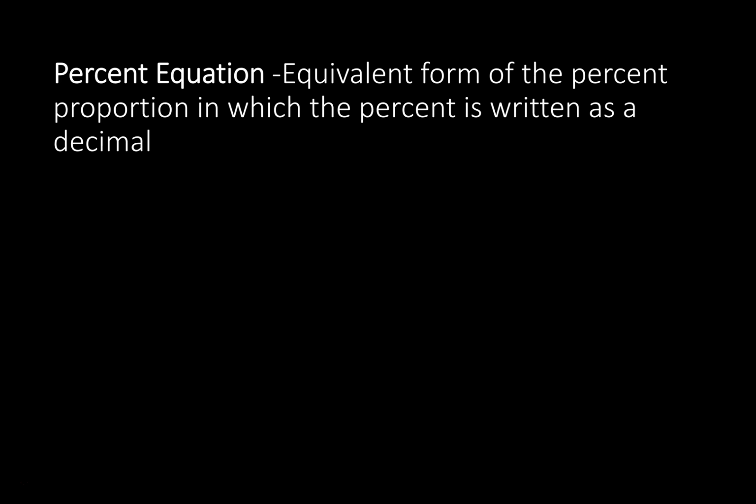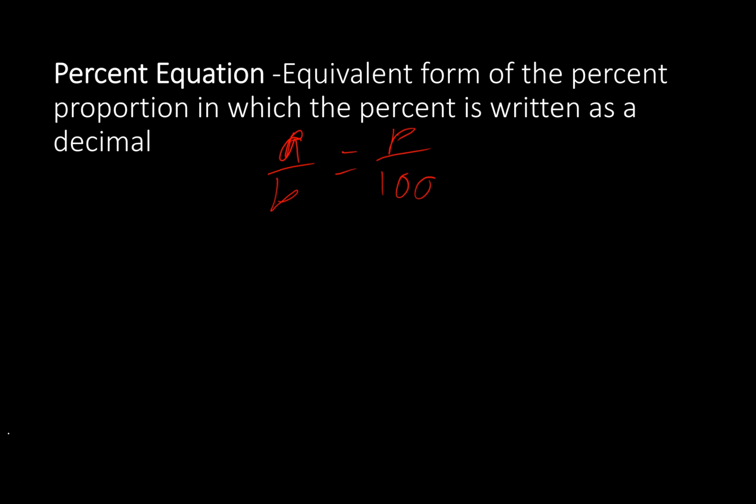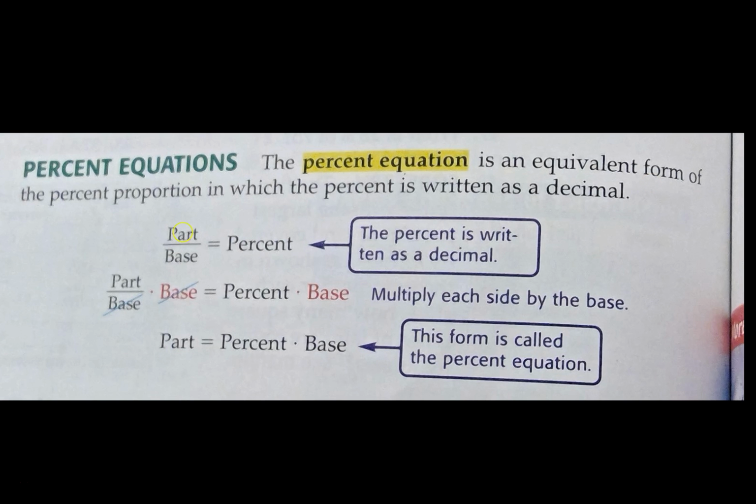So a percent equation is an equivalent form of the percent proportion in which the percent is written as a decimal. So we were doing part over base equals percent over 100. That's what we were doing last time. Now we're going to change this. Instead of being written as something over 100, it's going to be A over B equals point something something. So here's what that looks like. Part over base equals percent, now written as a decimal.